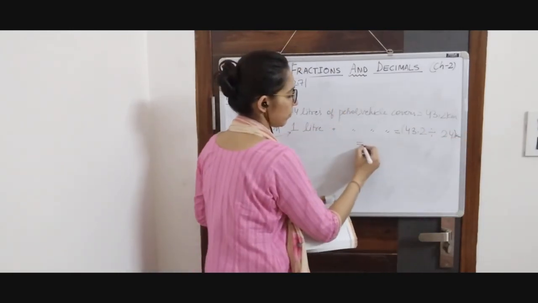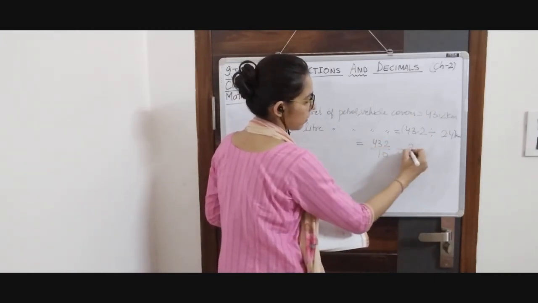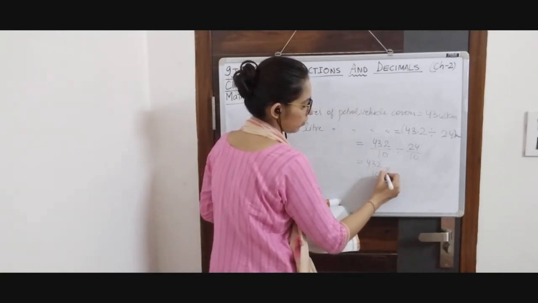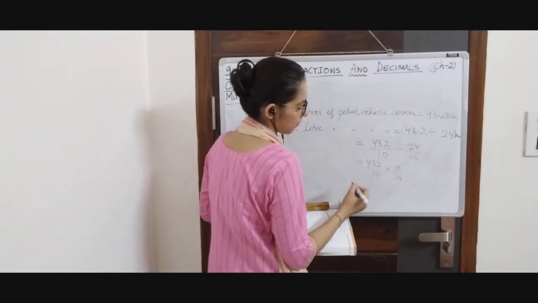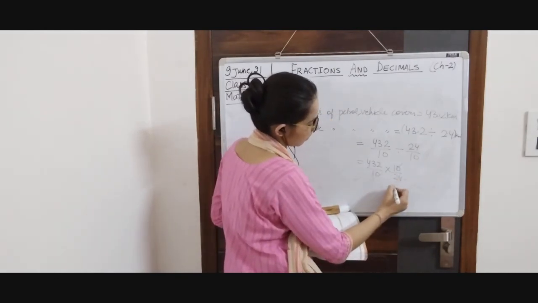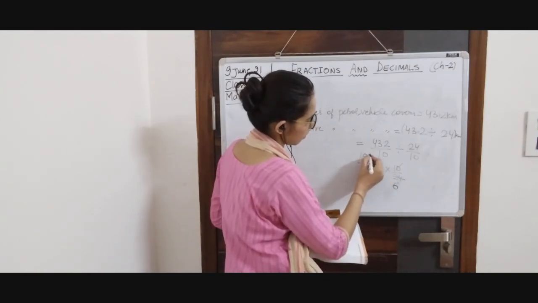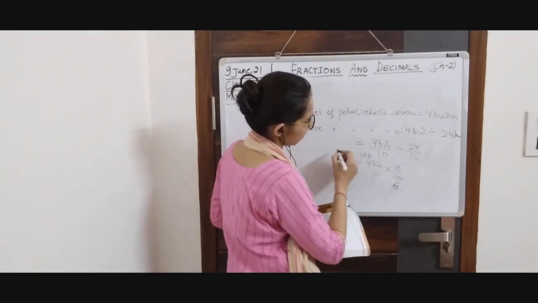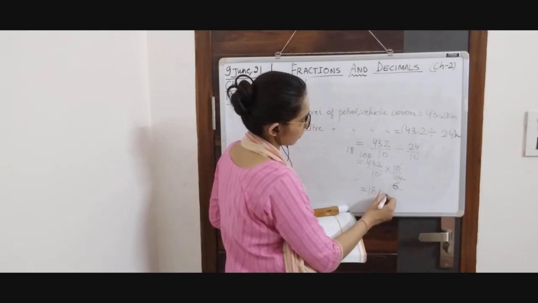We will perform the division now. We will remove the decimals first. 432 by 10 into the reciprocal of 24 by 10, that is 10 by 24. We will cancel this out. Then 6 we will cancel with 4, 8, then again we can cancel with 6, so we got 18 kilometers.